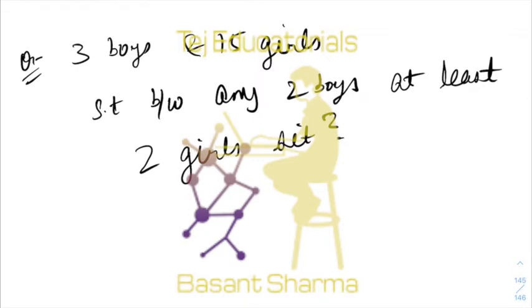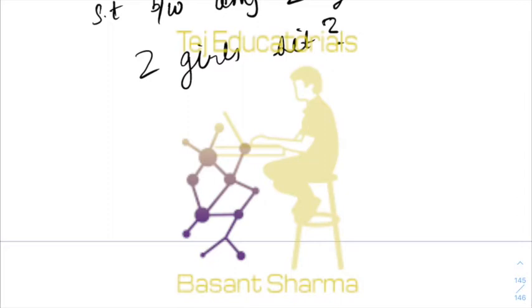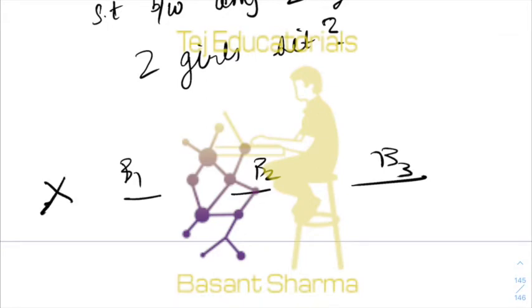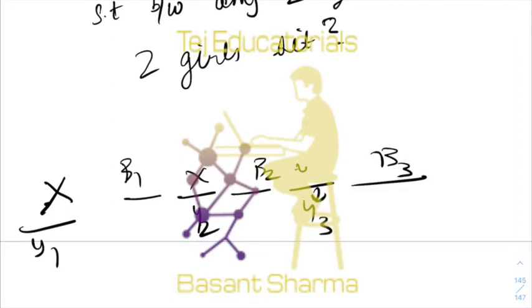Okay, between any 2 boys at least 2 girls sit. So again, it is very simple to model this problem. You place the 3 boys, let's say B1, B2, B3. Let Y1 be the number of girls to the left of B1, let Y2 be the number of girls between B1 and B2, and let Y3 be the number of girls between B2 and B3, and let Y4 be the number of girls here.